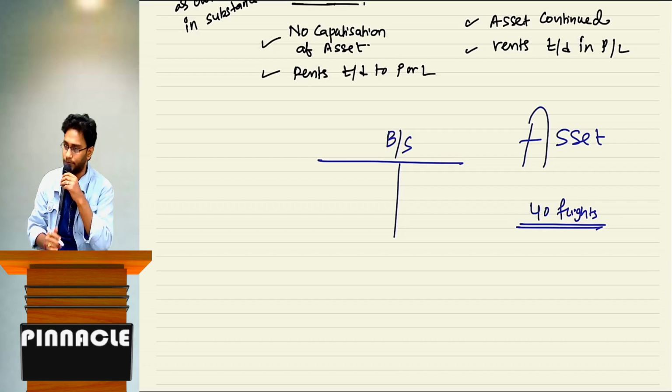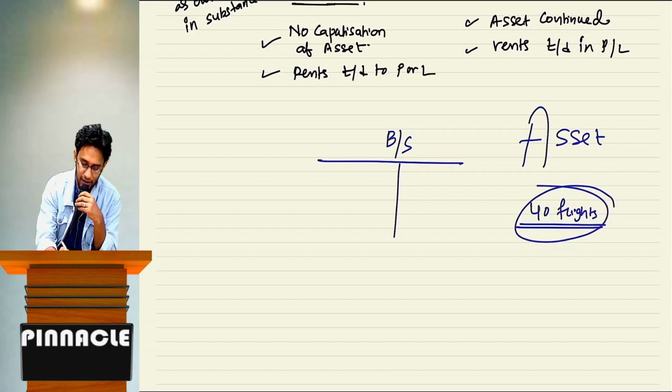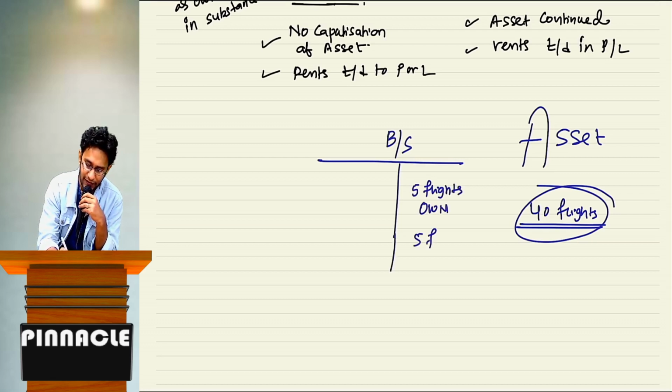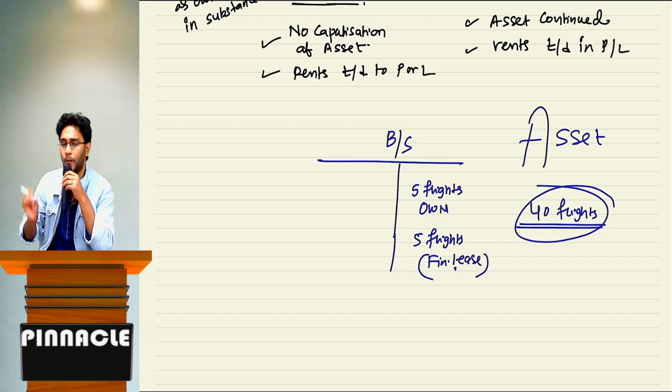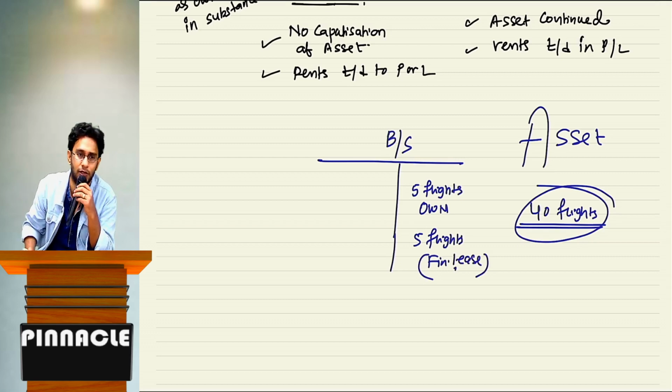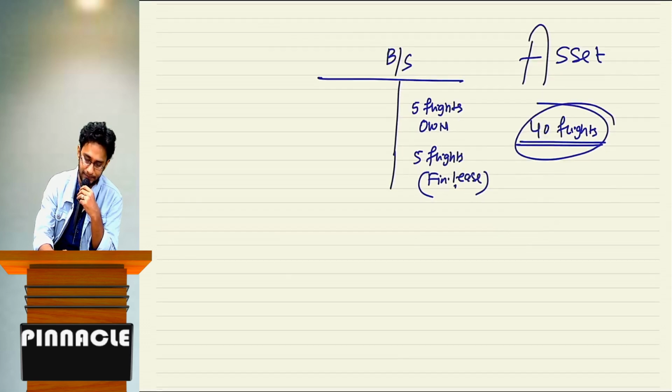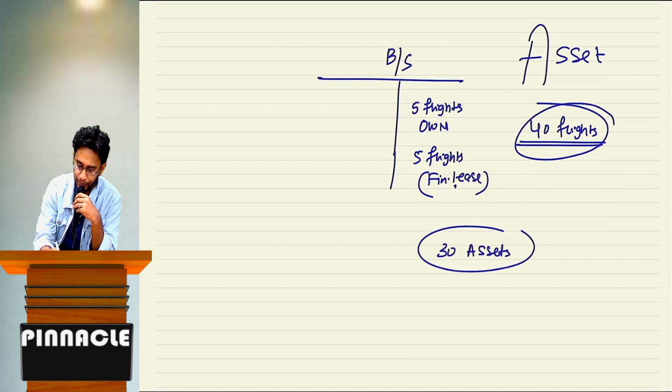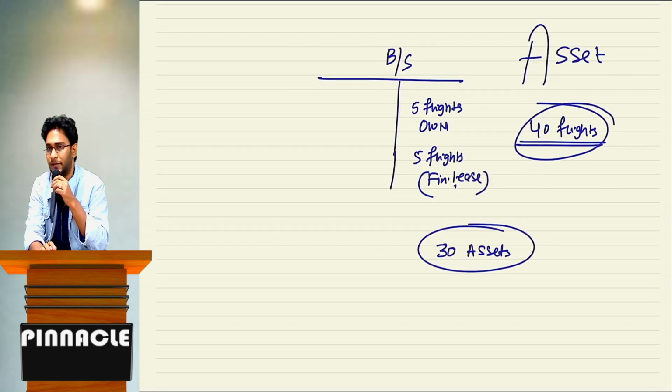Now, if there are 40 flights, in the balance sheet only 5 flights are visible. Why? They are own. Let us say another 5 flights are also there. So out of 40 flights, 10 assets are only appearing in your balance sheet, remaining 30 are not appearing. And let it not appear, sir, that is not a finance lease. Why should it appear? What is your problem with that? See, in the remaining 30 assets, we understand that it is not a finance lease, correct?